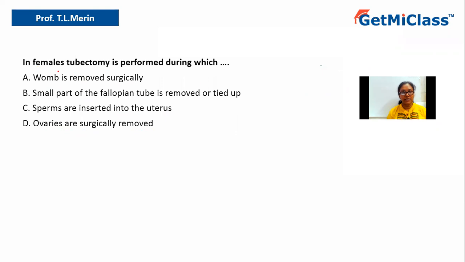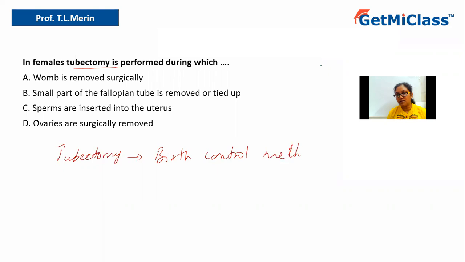Now let us see the question. It says in females, tubectomy is performed during which? So what do you mean by tubectomy? Tubectomy is a kind of birth control method, which is done by the surgical way. Why surgical method? Because there is a surgery which is done to perform this procedure that is called tubectomy. It is a surgical method.